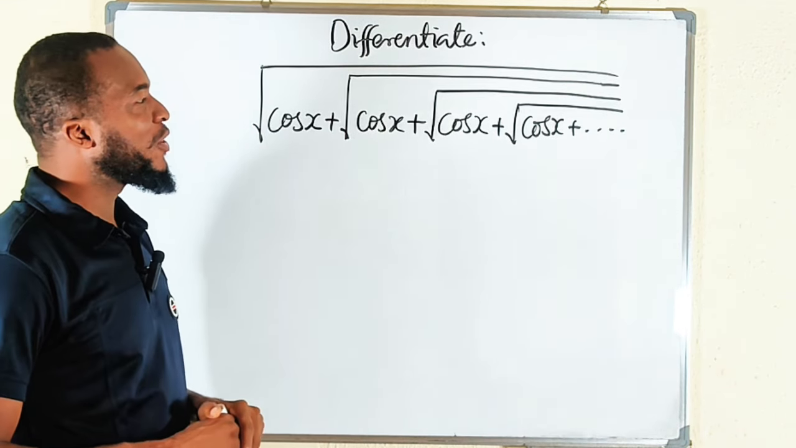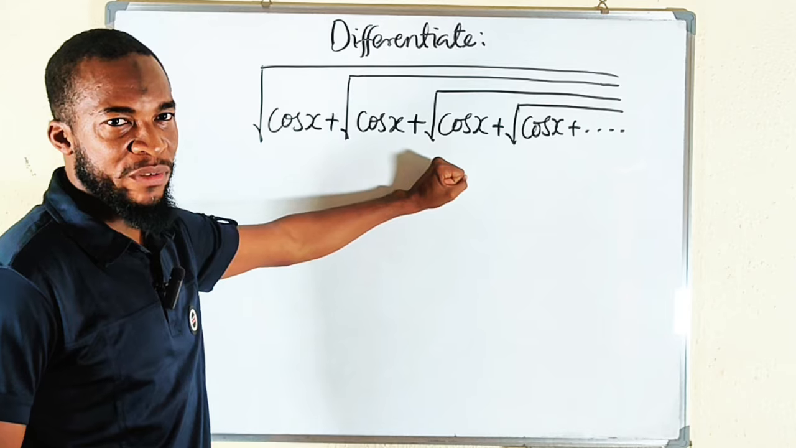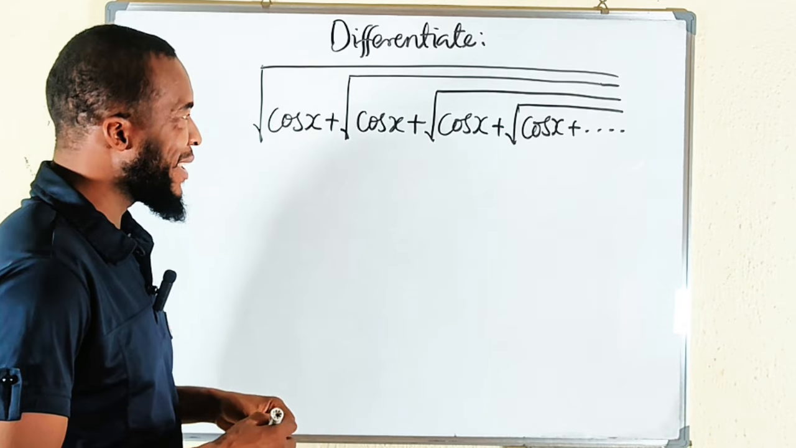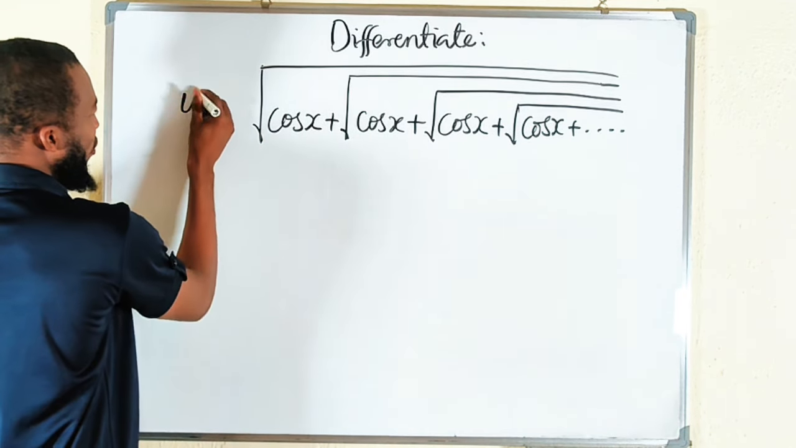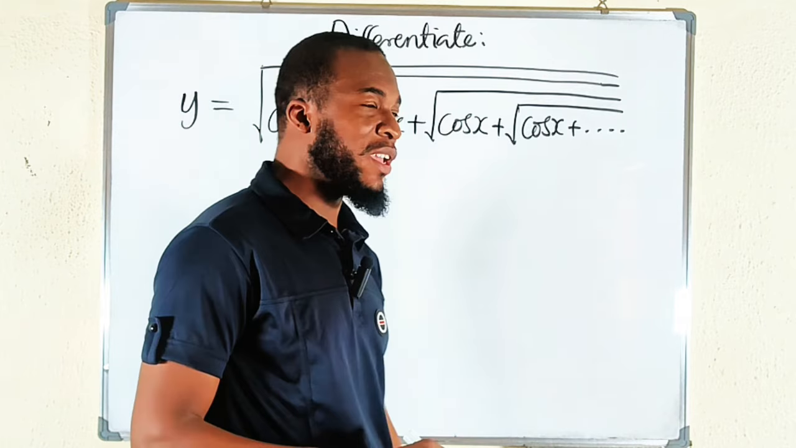The first thing we would like to do here is to let the whole of this concocted radical expression be something else. We can let it be equal to y. We have not started differentiating yet.